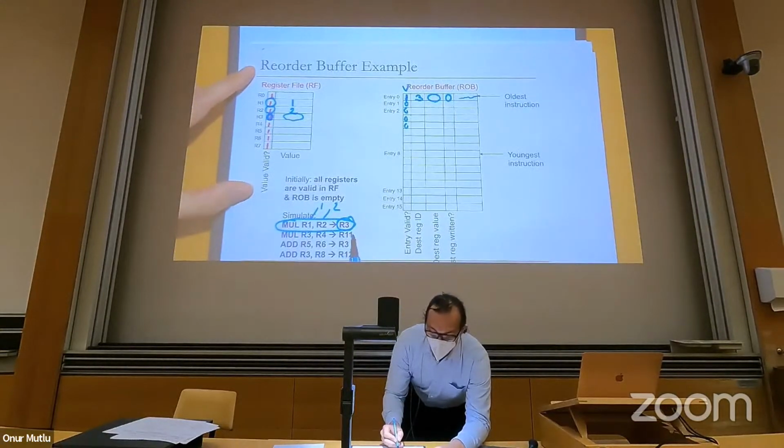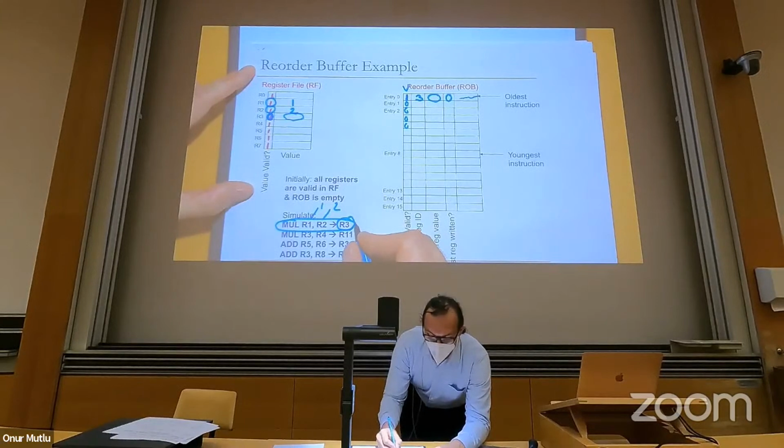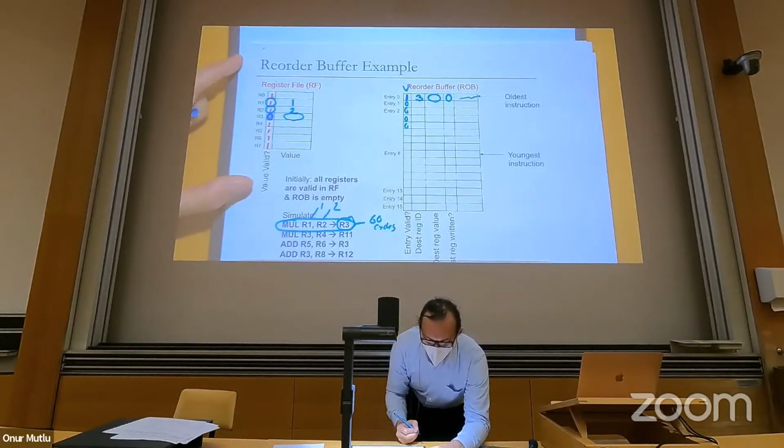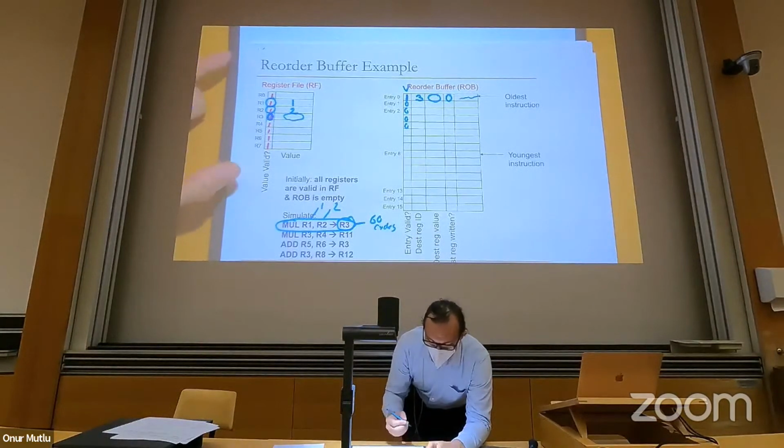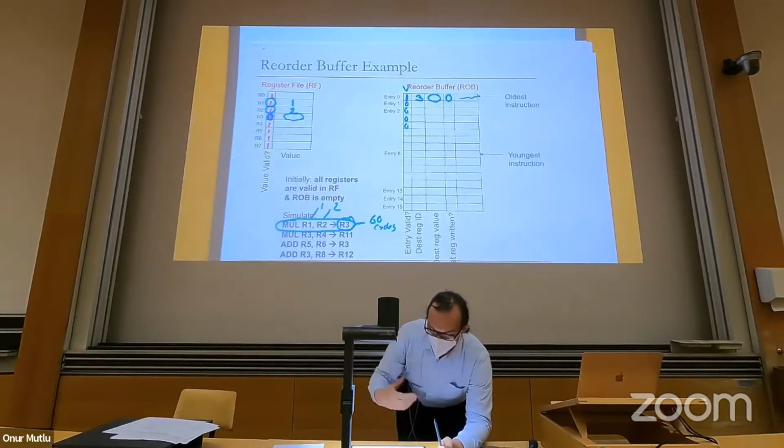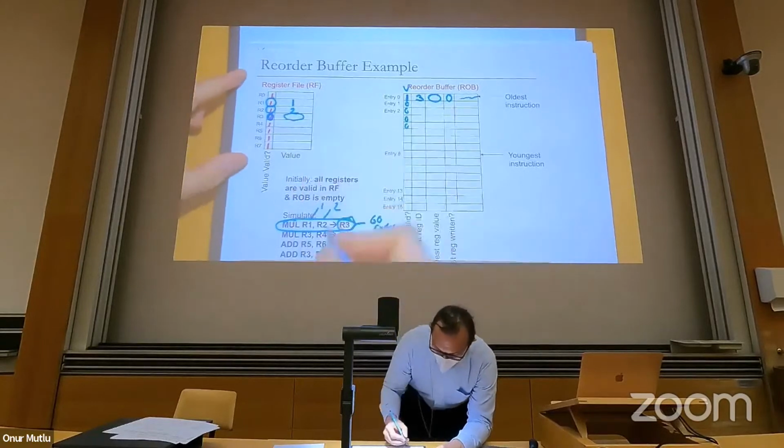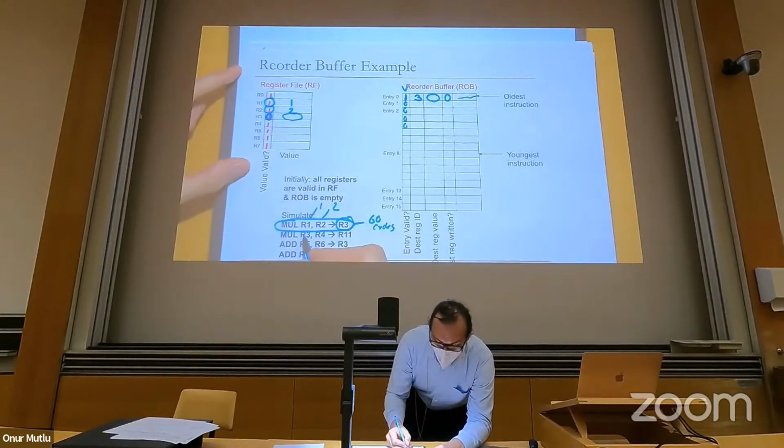So that's the multiply. Now multiply is going to take its sweet time, let's say 60 cycles, I don't know, to execute. Okay. So the second multiply comes in. It's going to source register 3.